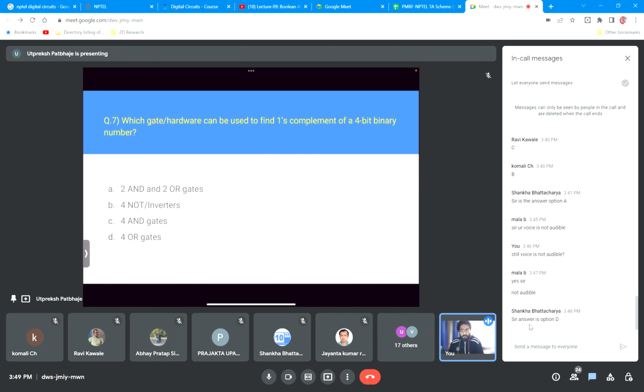Now moving on, you guys are already aware of gates and a bit of Boolean logic. Which of these gates or hardware can be used to find one's complement of a 4-bit binary number? I think you guys are already aware of AND, OR and NOT gates. B. Yeah, Shankar, true. As in the initial part also I discussed.